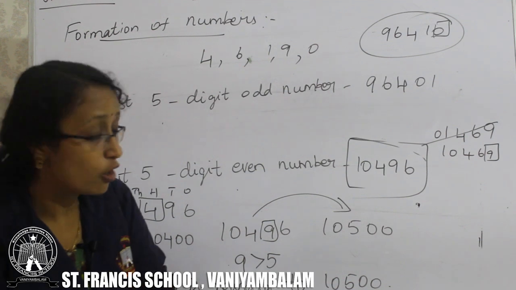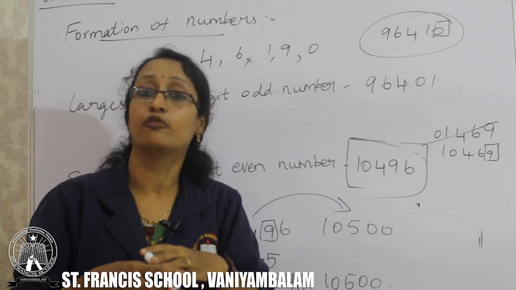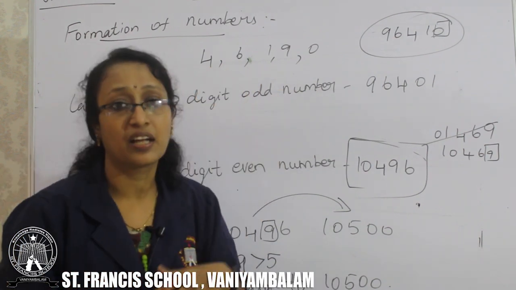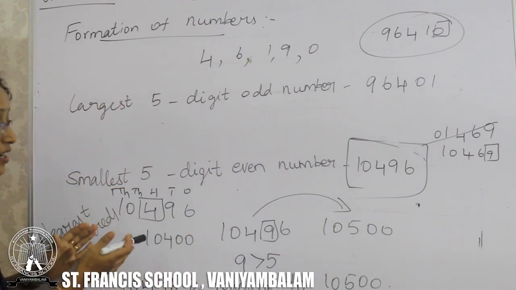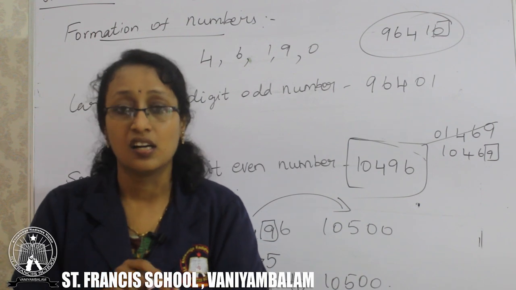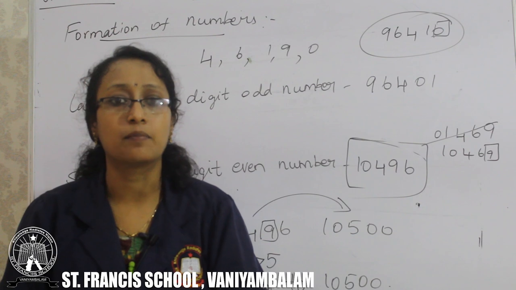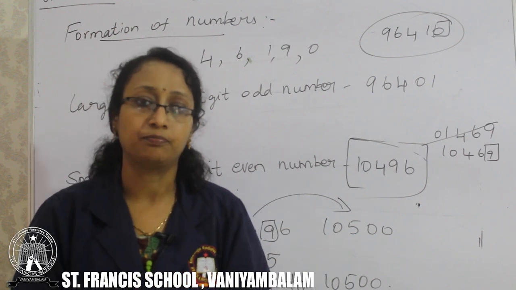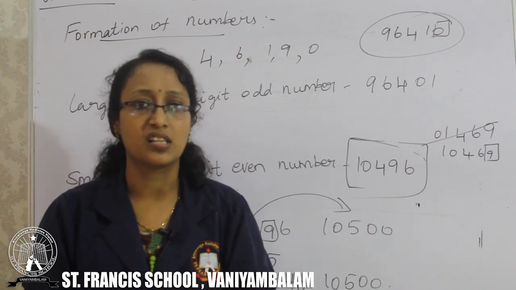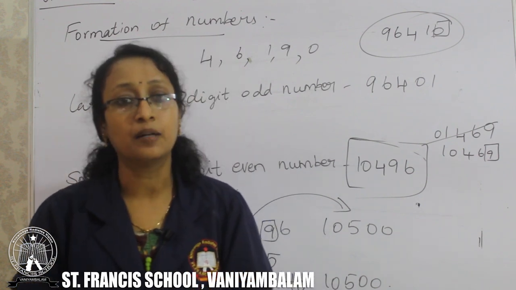So you know how to form a number using the given digits, and how to form an even number and an odd number using the given digits. And also we have learned how to round off to the nearest tens, hundreds and thousands, right? And Roman numerals. Study those two tables. You can write the numbers in Roman numerals by yourself. It is very easy. We'll discuss the next chapter in the next class.